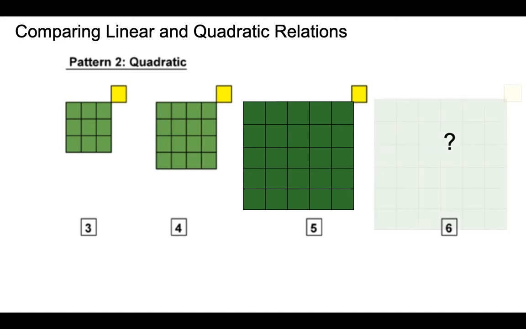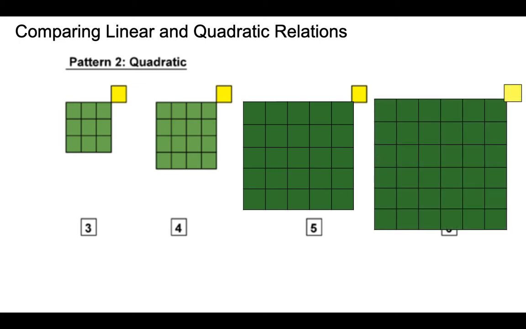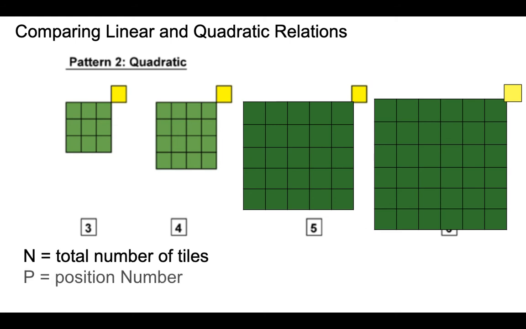Well, to follow the pattern, we're going to have a 6 by 6 block, aren't we? And if you have 6 rows and 6 columns, you have a total of 36, which is 6 squared. And then we have our one little yellow one. So if we think about an equation that models this, the total number of tiles is still going to be n, and the position number is still going to be p.